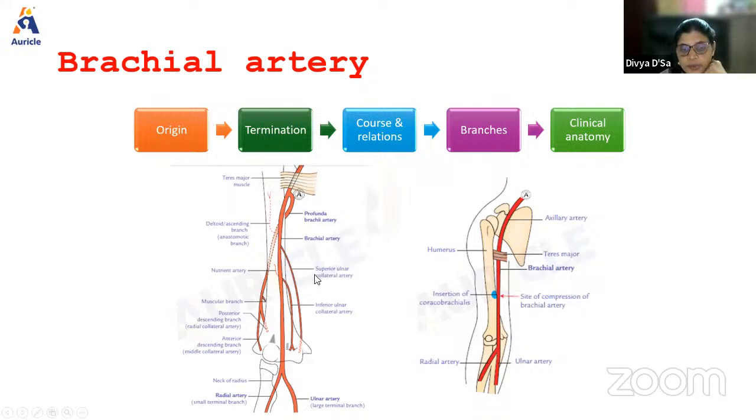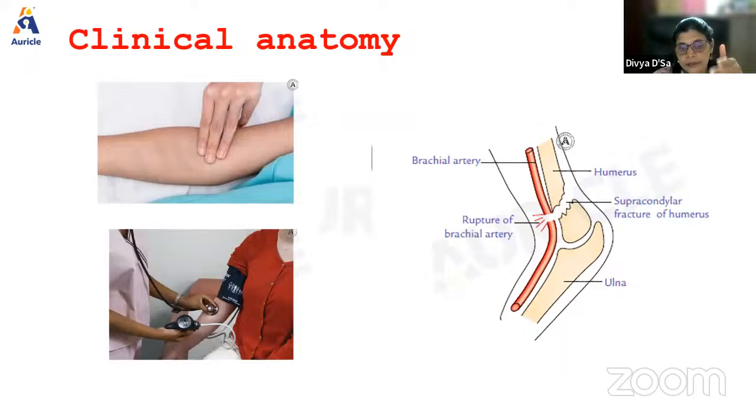It gives many named branches in the forearm. At the insertion site of the coracobrachialis, this is the common site for its compression, because there it becomes a little more superficial. Blood pressure is measured there, and you can also feel the pulsations. A supracondylar fracture can lead to rupture of the brachial artery.